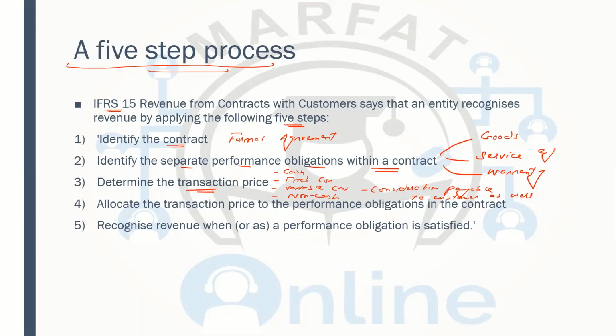Then allocating the transaction price to the different performance obligations. In step number one, you determine whether there is a formal contract. In step number two, you saw how many obligations the vendor has. In step number three, you determine the total transaction price. But now in step number four, you have to allocate the transaction price to the different performance obligations. What is the revenue you are going to allocate to the goods? What is the revenue you are going to allocate to the services? What is the revenue you are going to allocate to the warranty?